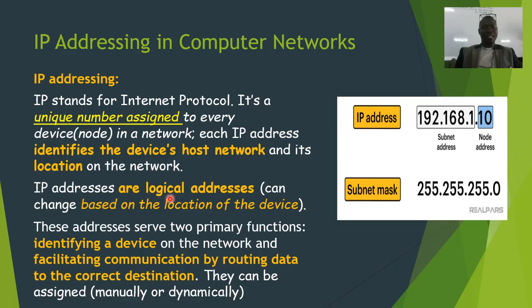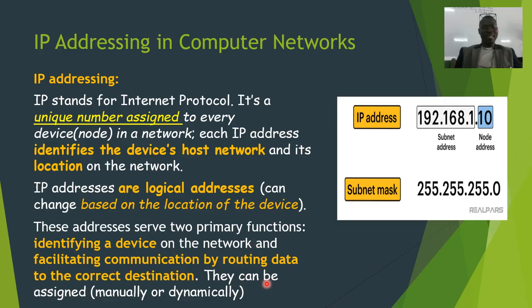Now IP addresses are basically logical addresses, that is to say they can change based on the location of the device. Every time I move from one network to another network and I connect, eventually the IP address of my device changes. So it means it is logical, it changes based on the location. These addresses serve two primary functions. Number one, they help us to identify a device on the network and also to facilitate communication by routing data to the correct destination. So this is the major purpose of these IP addresses.